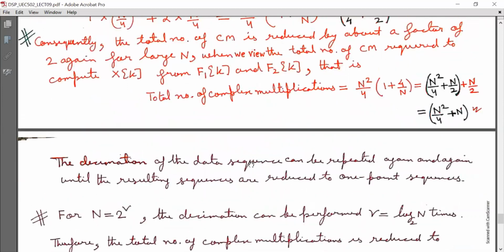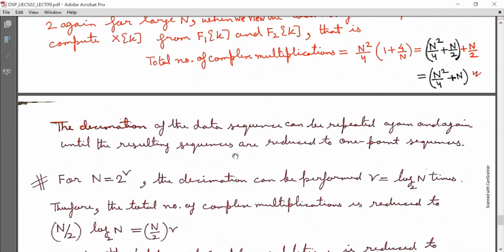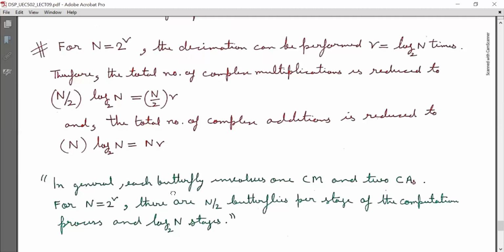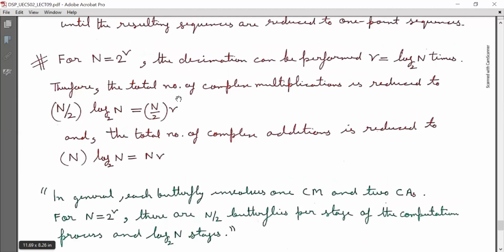The decimation of the data sequence can be repeated again and again until the resulting sequences are reduced to 1 point sequences. So if you decimate data again and again, that will reduce to 1 point sequence. In general, before discussing this, we will discuss this.